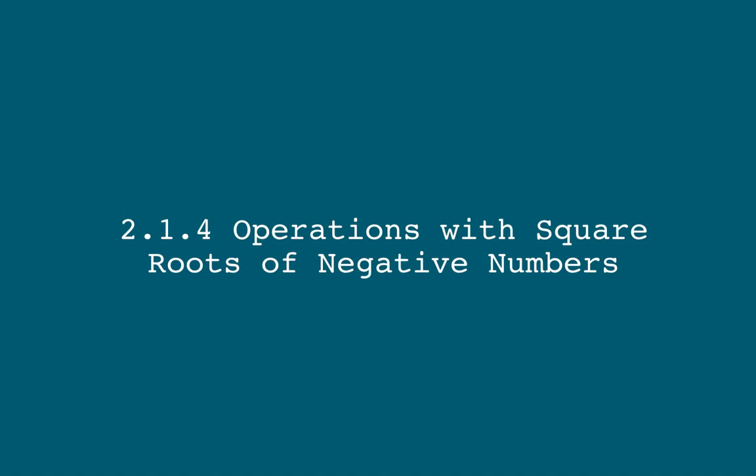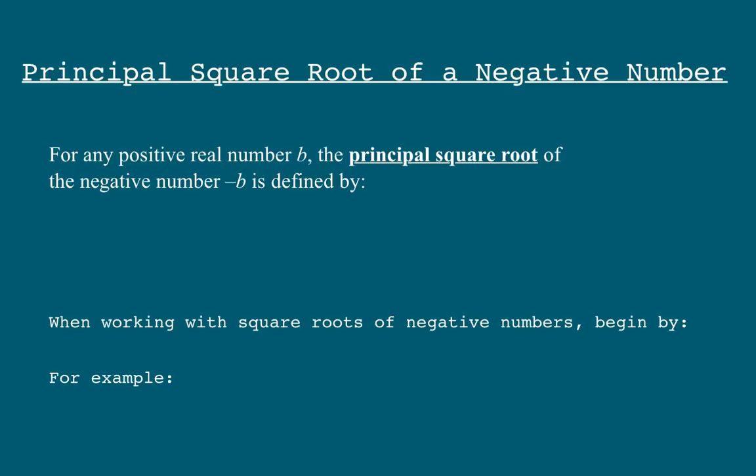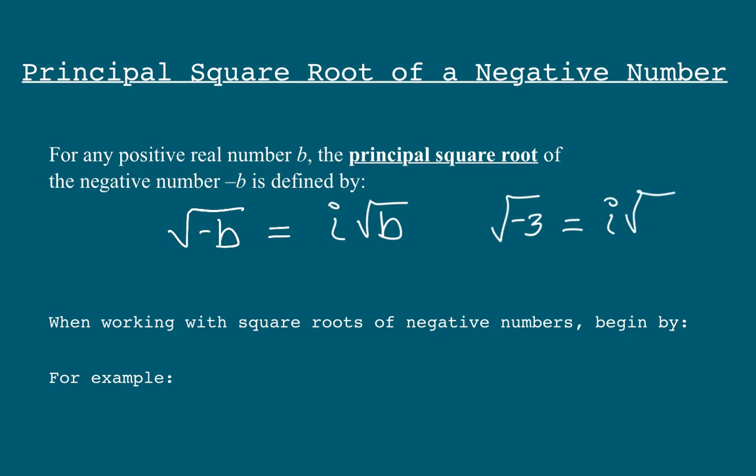Our last lesson on imaginary numbers will deal with operations on square roots of negative numbers. For any positive real number b, the principal square root of the negative number negative b is defined by the square root of negative b is equal to i square root b. So what that means is we can write a square root of a negative number, such as square root of negative 3, as i square root 3.